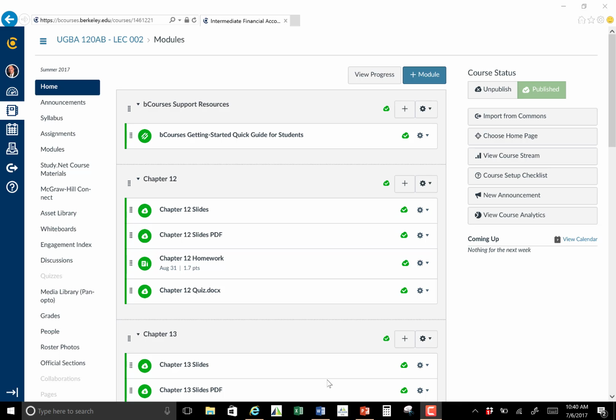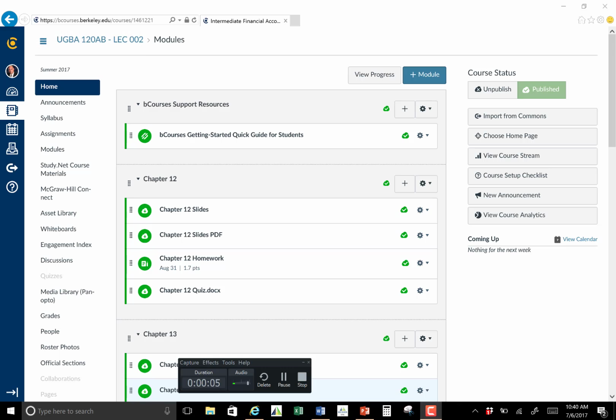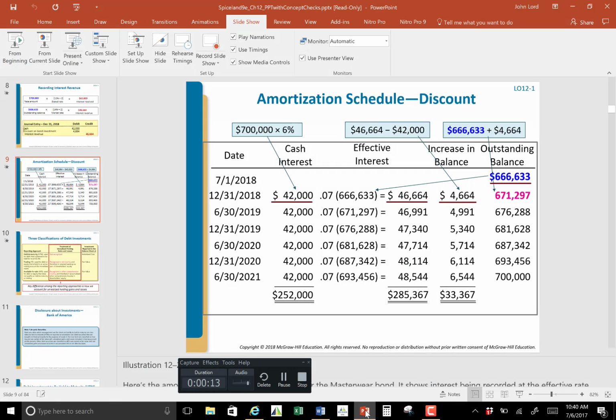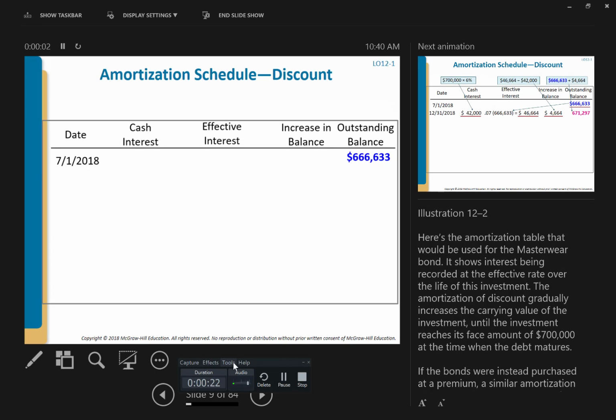Okay, so let's just go ahead and take a look at chapter 12 material. And let's look back at the slides. I'm going to start with this one, but just a reminder of where we were. I need to take this out of presenter view.